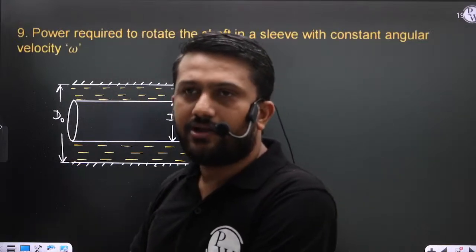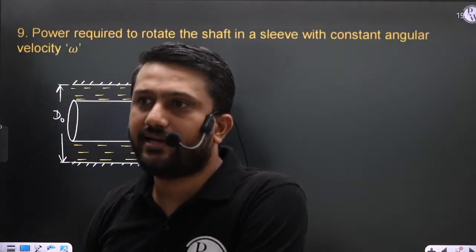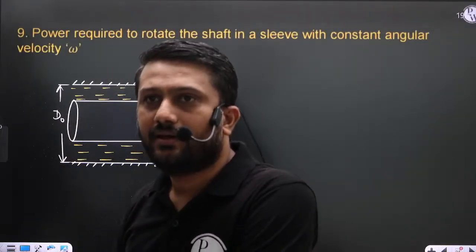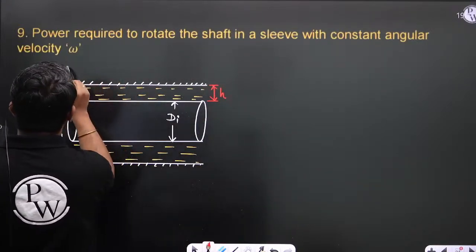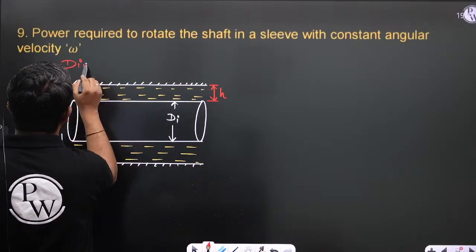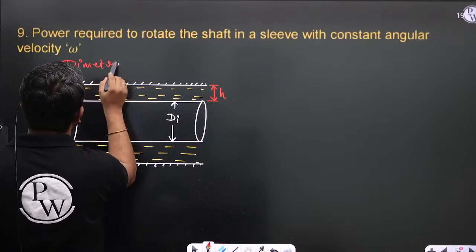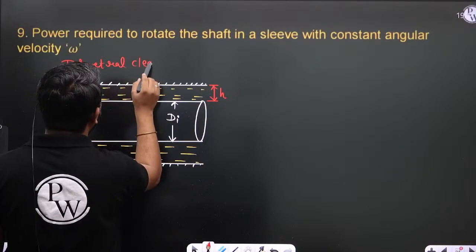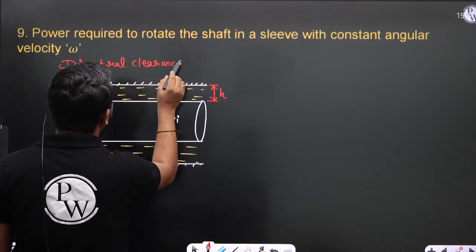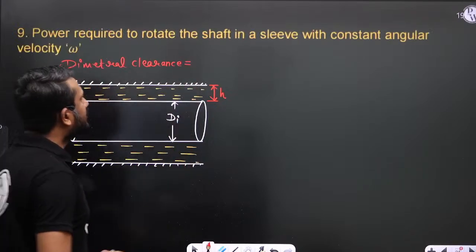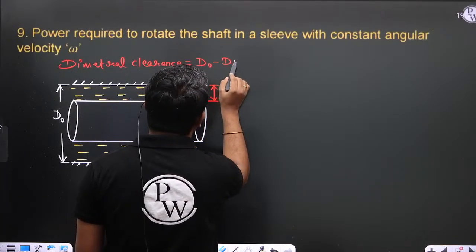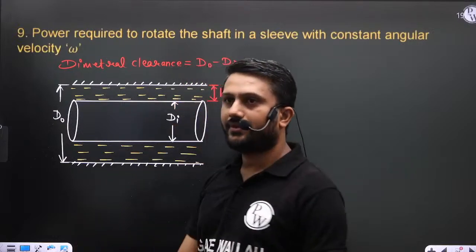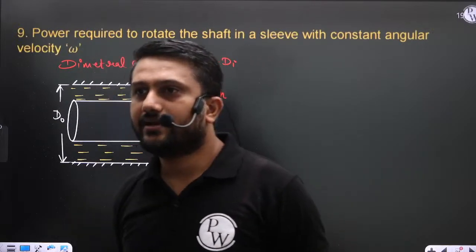I think I already discussed the diametral clearance and the radial clearance. What is the diametral clearance? So diametral clearance is D naught minus Di. This is the diametral clearance.